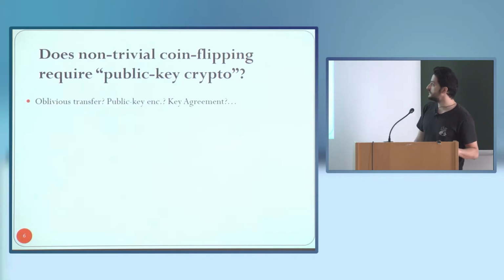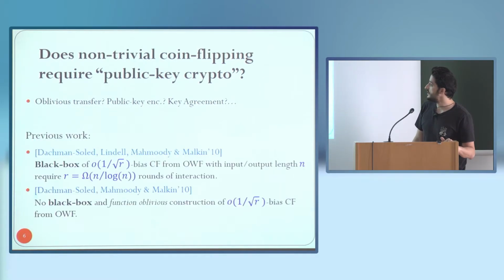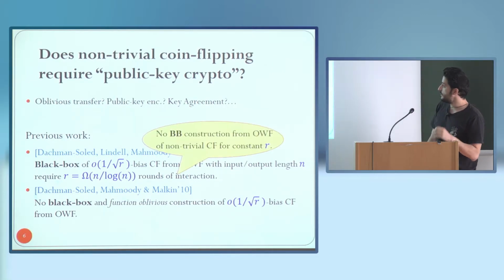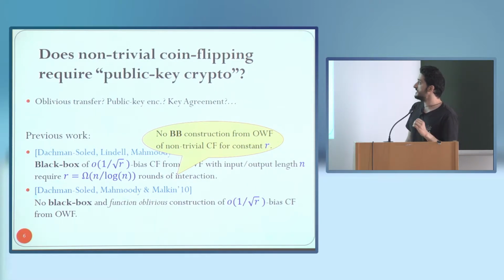So what I mean by public key cryptography is things like oblivious transfer, public key encryption, key agreement that we just saw. So there is previous work on this exact question. There are black box impossibilities that rule out restricted types of black box constructions from one-way functions. I want to highlight something that is relevant to our work: from these results we can deduce that there is no black box construction from one-way function for non-trivial coin flip, so optimal bias coin flip, for constant number of rounds.